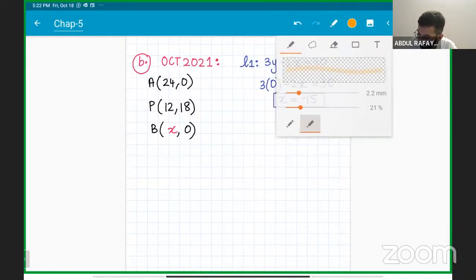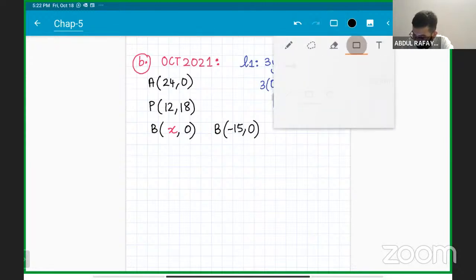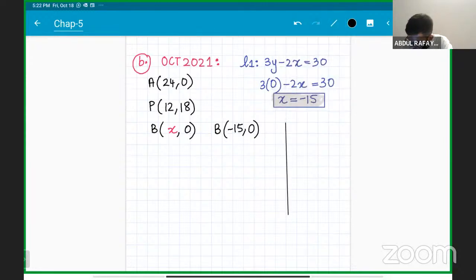So we have got the B coordinates as well. Remember, 1 mark is for the B coordinate. Remember, students, 1 mark will be for the B coordinate minus 15 comma 0. Now, you don't have to draw it for the examiner. Just for your own purpose, I'm sharing with students here. Follow carefully, students. Just imagine what is happening, okay?